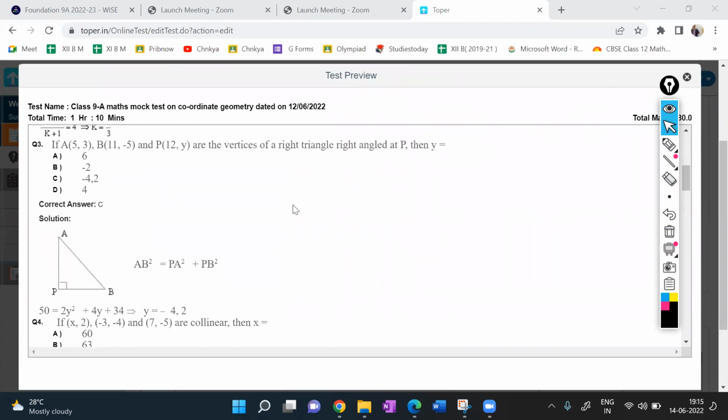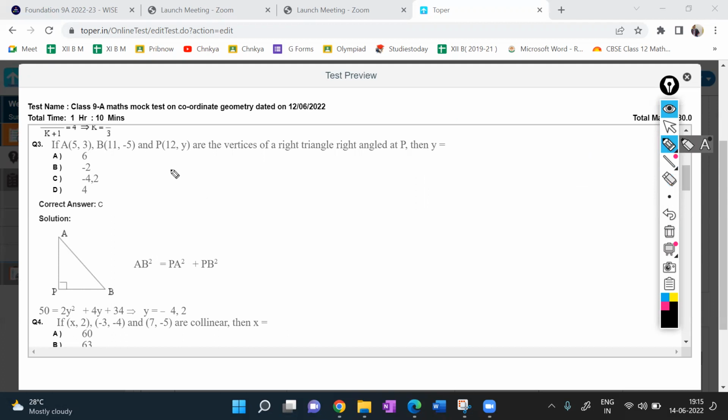And the third question, guys. We are discussing the question paper of the last week's Sunday test, so everyone, please be attentive in the class. A, B, and P are the vertices of a right angle triangle, right angled at P. We are going to apply the Pythagoras theorem here.